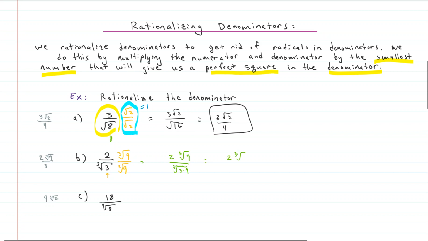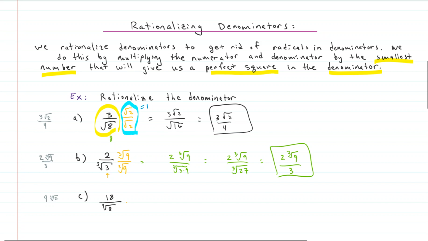Let's keep writing here just so you can see all the steps. Cube root of 27. What is the cube root of 27? 3. So now we have 2 times the cube root of 9 all over 3. And we're done. No more radical on the bottom.